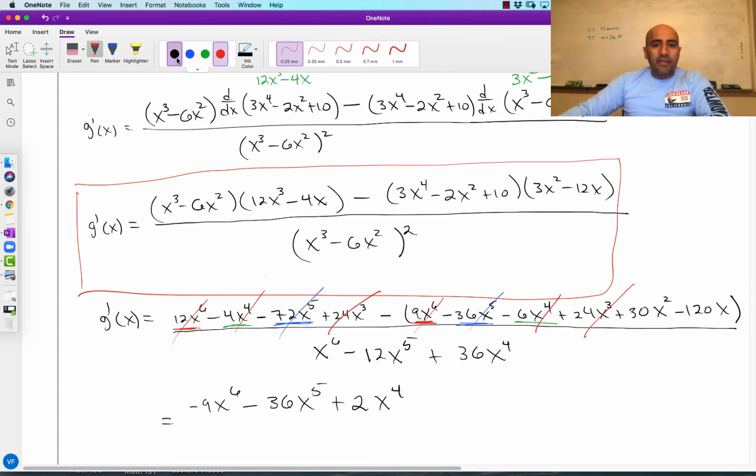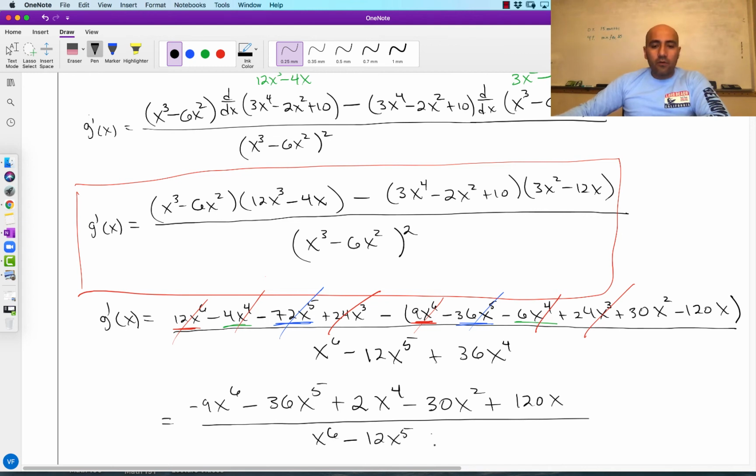So then we get minus 30x squared minus 30x squared plus 120x, and all of that gets divided by x to the 6th power minus 12x to the 5th power plus 36x to the 4th power, g prime of x. Okay, so this is an alternative version over here, just expanding the whole thing out.